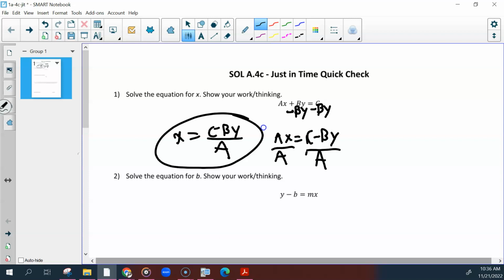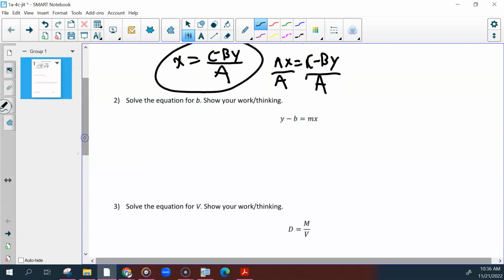Anyone want to do number two? Just fingers. Go for it. Try not to let your paper touch the board because it'll do weird things.